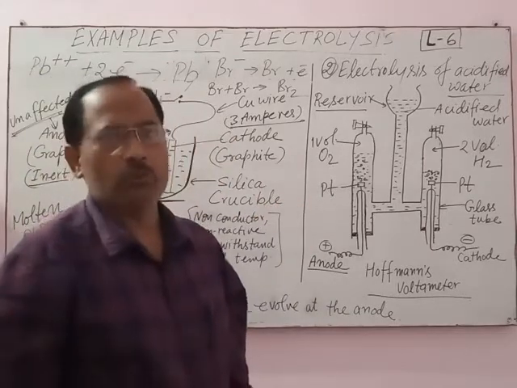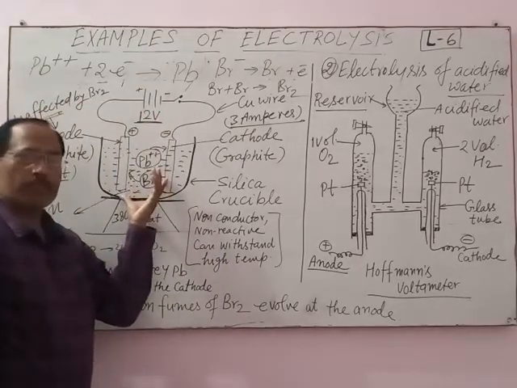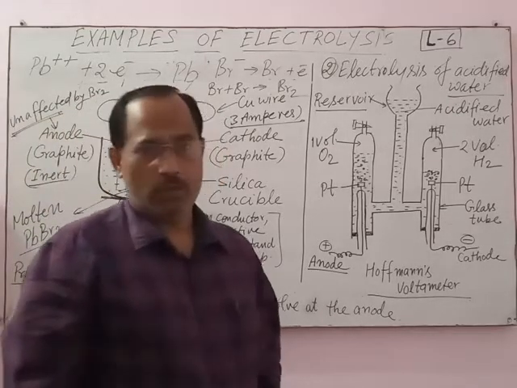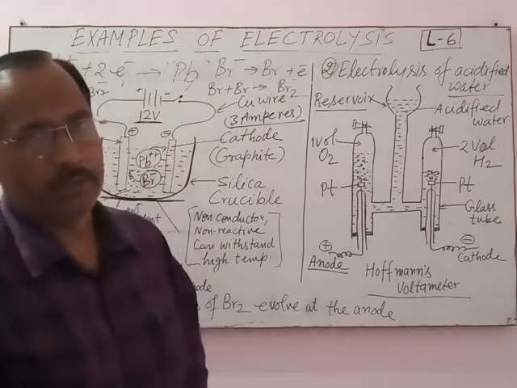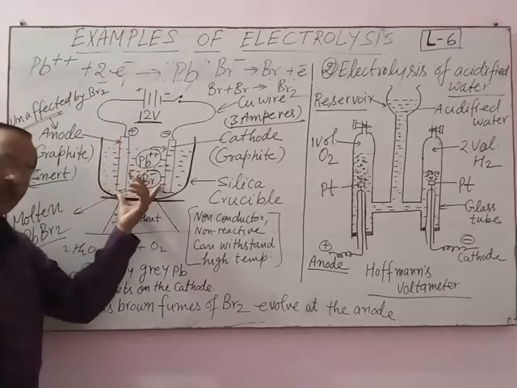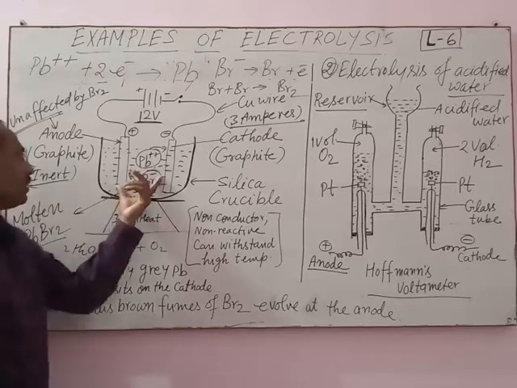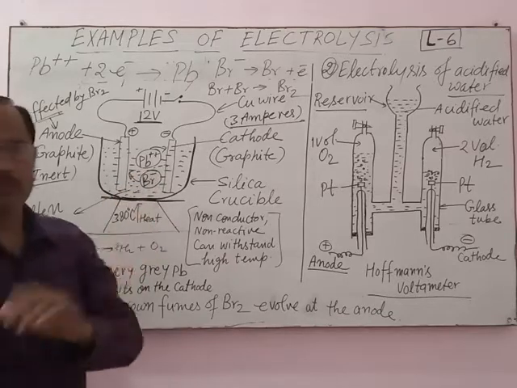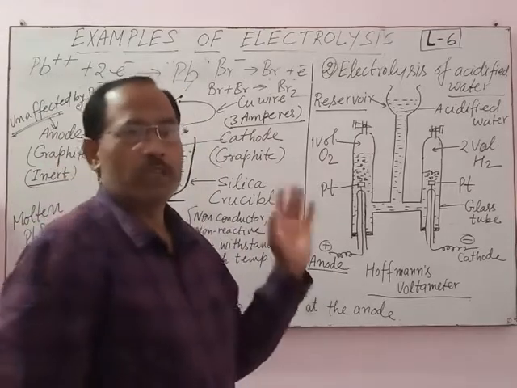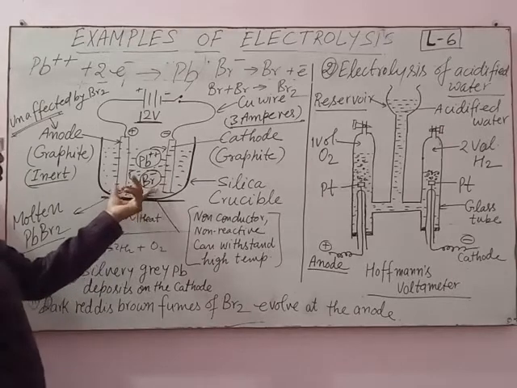This is a very important question. Why are only graphite electrodes preferred during the electrolysis of lead bromide? Your answer: it remains unaffected by the bromine vapors. Means graphite electrode does not react with bromine vapor. That is why it is used as electrode in this process.